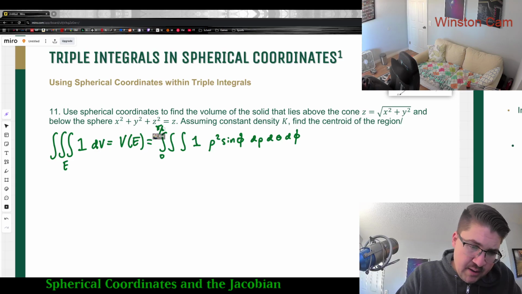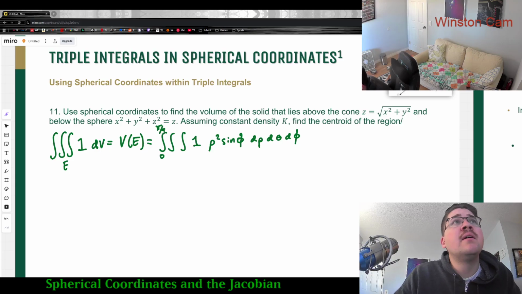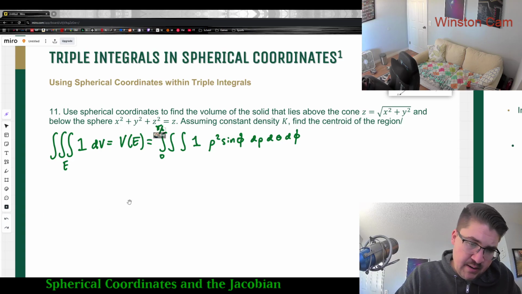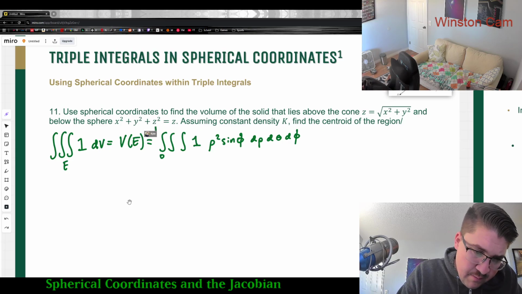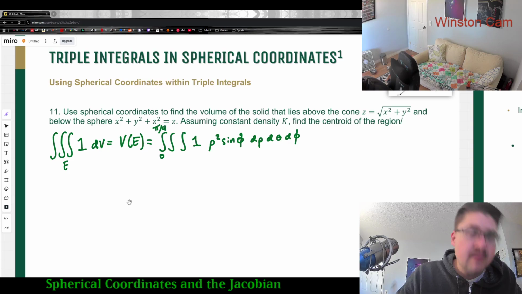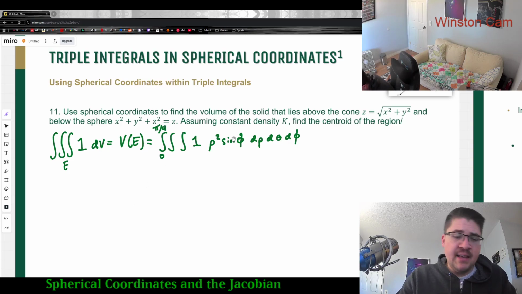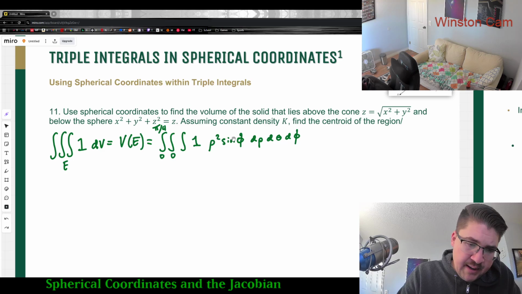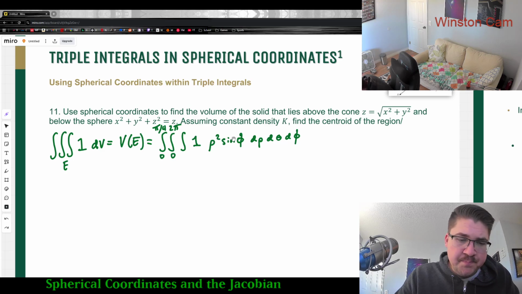Let me make that a little more clear. That should be a 4. Sorry, the program that I'm using here is a little harder to write clearly. Let's get that more clearly. Okay, perfect. And then again, theta will go from 0 to 2 pi because we're going through the whole circle.